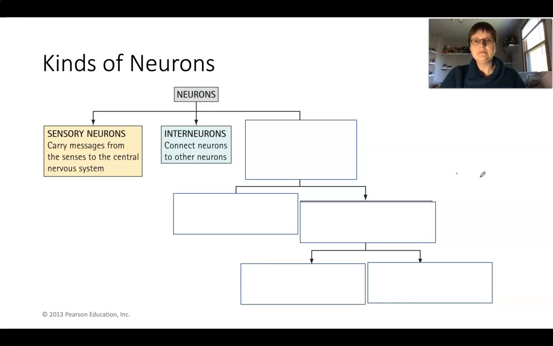Okay. We have interneurons. Inter for in between, and these are just connector neurons. So these connect neurons to other neurons, because sometimes you can't run a neuron from, for example, your spine all the way to your toes. So you need to have interneurons to connect them one to another.